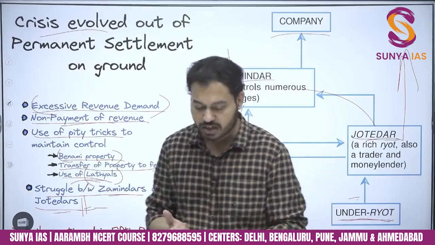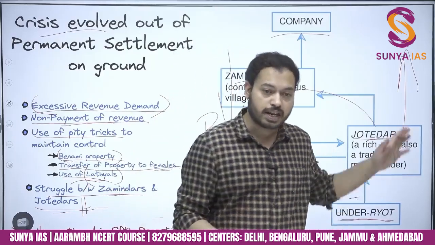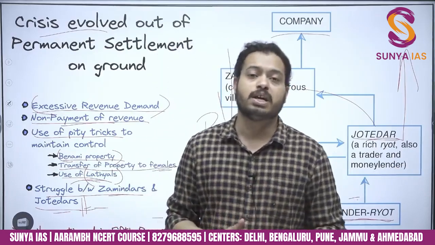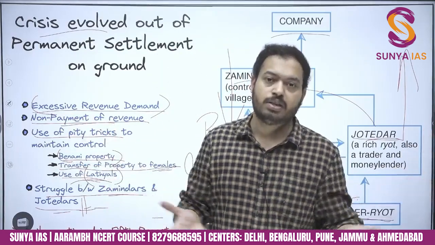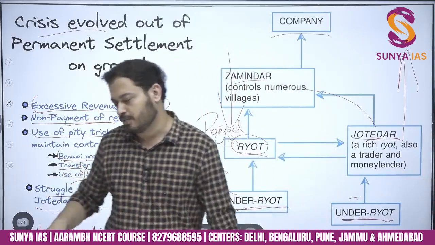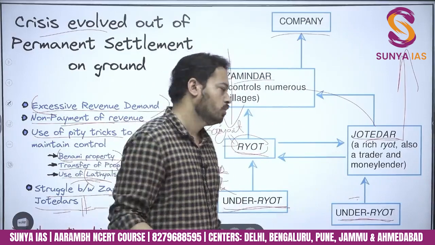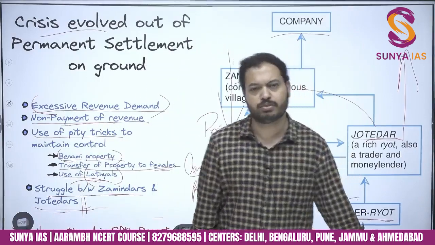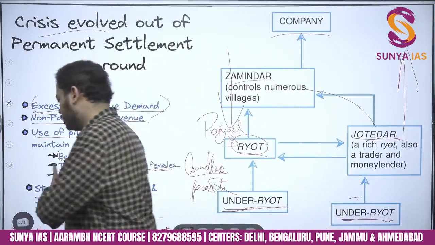Sometimes the zamindars were corrupt. Sometimes there were other characters called jotedars who were also corrupt. Sometimes zamindars were sheer inefficient. They were absentee landlords. So there were a lot of problems, but ultimately the ones who were affected the most were the under-rayats or the landless farmers in 99% of the cases. Okay, so you just make this diagram.